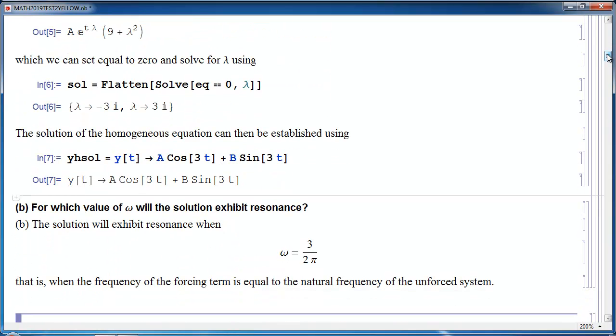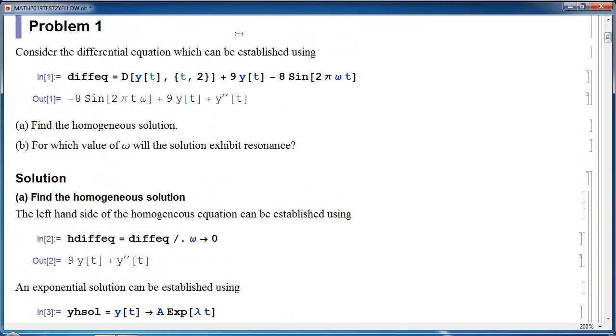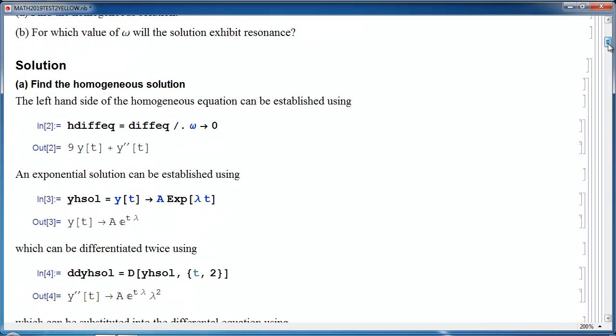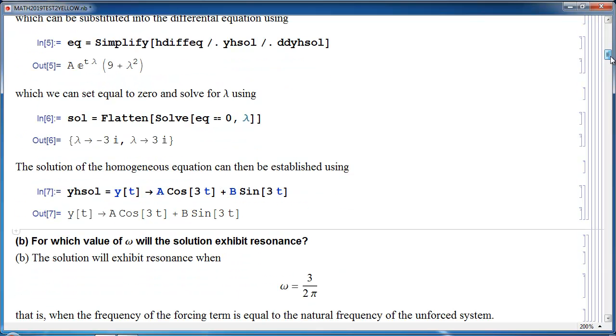Well, when will it resonate? Well, it'll resonate basically when the frequency of the forcing term, 2 pi omega t, is equal to the frequency of the homogeneous system, and that will occur when that frequency is 3 divided by 2 pi. So that's the solution to the first problem.